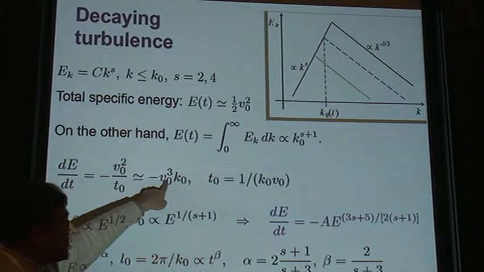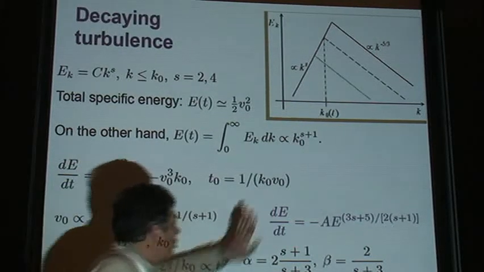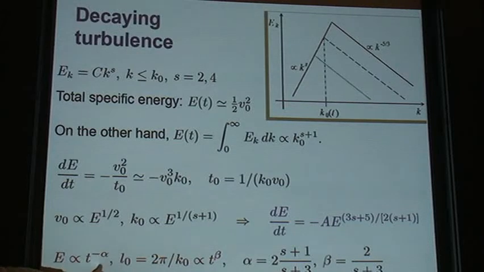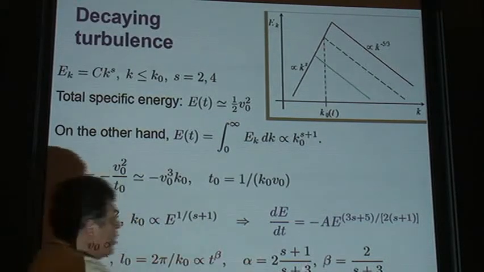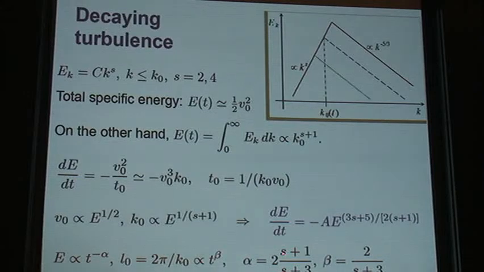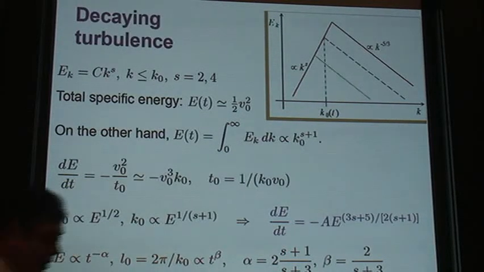It's a nonlinear equation. The result is that E decreases as a power law, and this power law depends on S, on the spectrum at these large scales. So I was at some point fascinated by these arguments, just by that physical statement. The turbulence decays as a power law because it's a nonlinear thing. Turbulence is just intrinsically nonlinear.